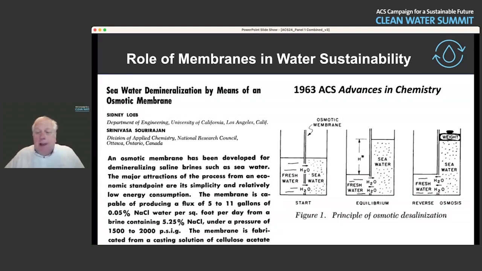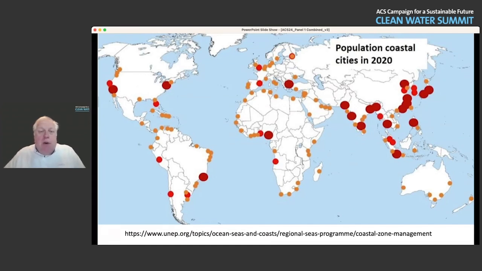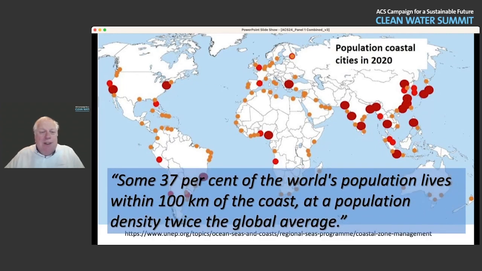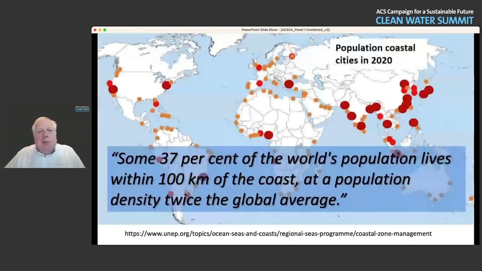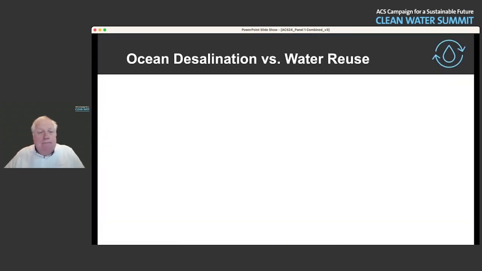again demonstrating the potential for a thin film membrane to be used to produce fresh water from seawater. Next slide. So around the world, we have large populations along the coast. You can see literally around most parts of the world, the coastline has various size communities. Next slide. So about a third of the world's population live within about 100 kilometers of the sea, and those populations are often twice the density of the global average. Next slide.